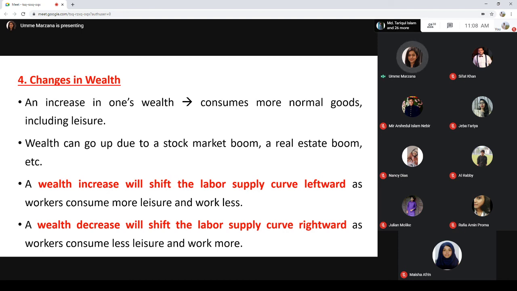You will consume less leisure because you don't have as much money as before, or at least you're not as rich as before. Your demand for the normal good will fall, which means that time that you could have spent in leisure will be spent working.